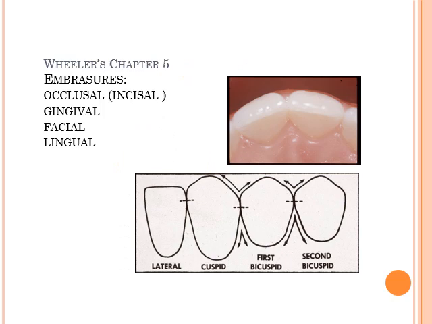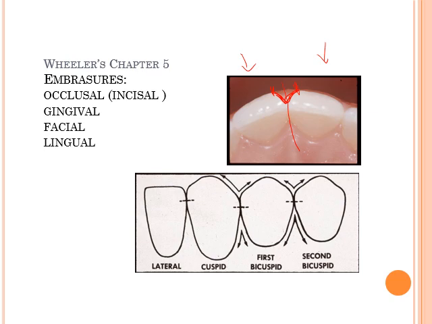The last terminology we will be discussing for this lecture are embrasures. Looking at the photo, please notice the mesiofacial line angle. So here is the middle. So everything facing the middle is mesial, and everything from the outside of the tooth is facial. So the line angle mesiofacial will be right here. Where these teeth come together, there is an interproximal area, and that forms a V shape.